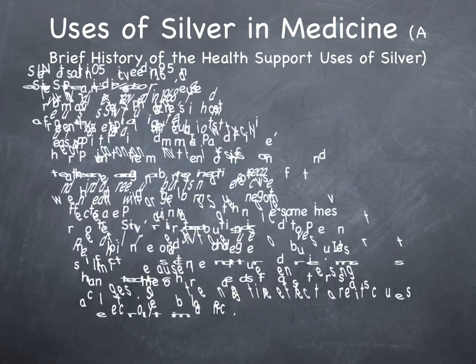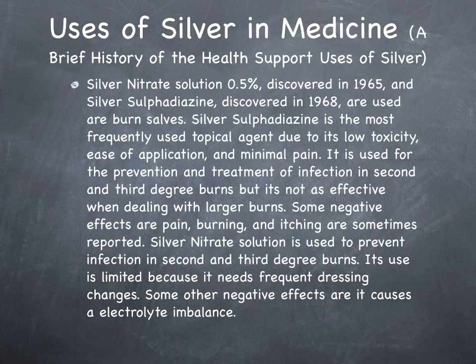Silver nitrate solution 0.5%, discovered in 1965, and silver sulfadiazine, discovered in 1968, are used as burn salves. Silver sulfadiazine is the most frequently used topical agent due to its low toxicity, ease of application, and minimum pain. It is used for the prevention and treatment of infection in 2nd to 3rd degree burns, but is not as effective when dealing with larger burns. Some negative effects are that pain, burning, and itching are sometimes reported.